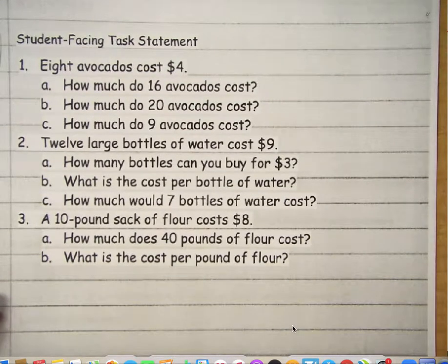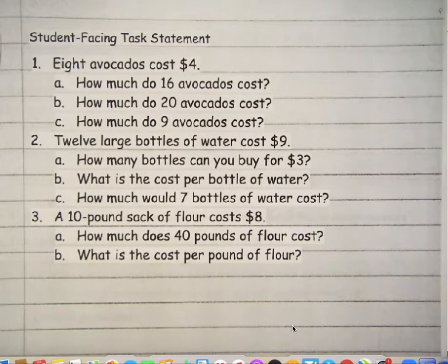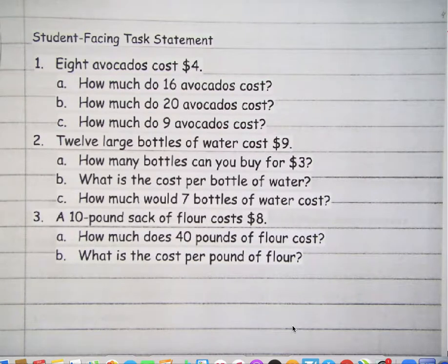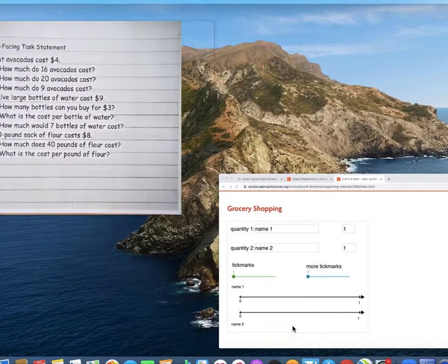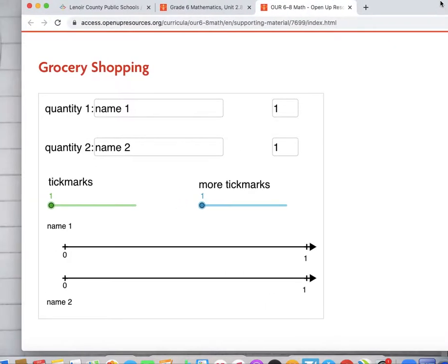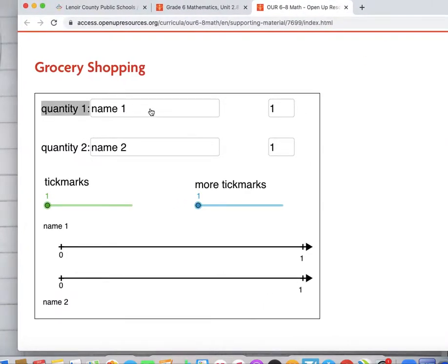Today's lesson talks about cost and price. And I want to focus on this first problem. 8 avocados cost $4. So here's what I'm going to do. Okay, so we're going to change this to avocados, and we're going to have 8 of them, and our price is going to be $4.